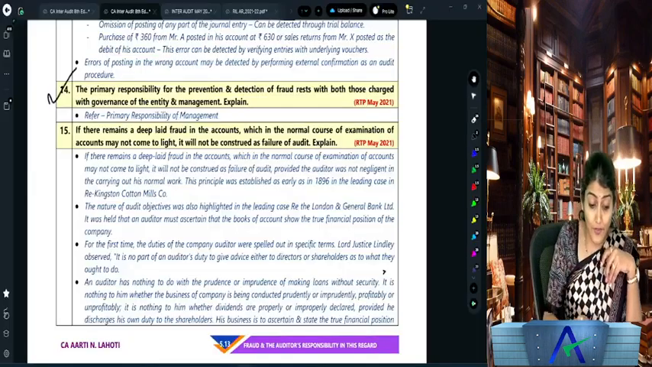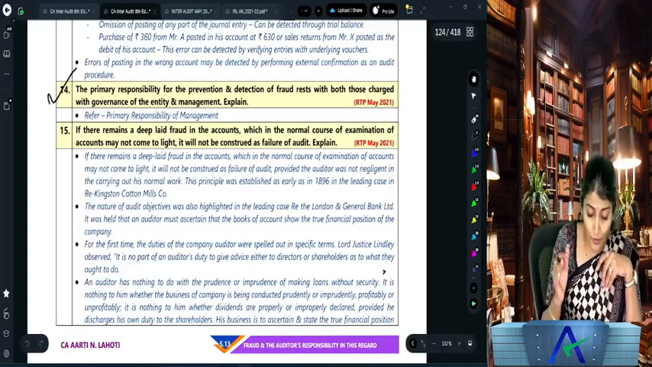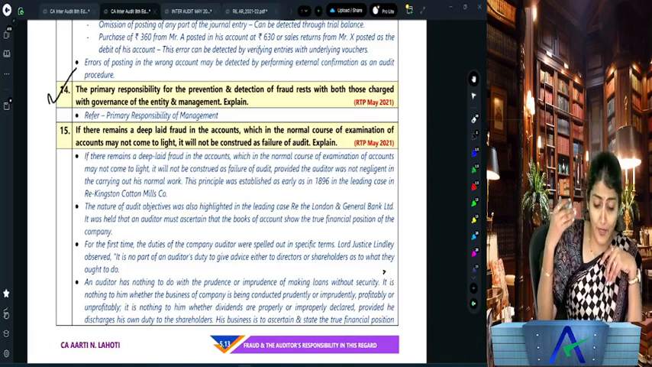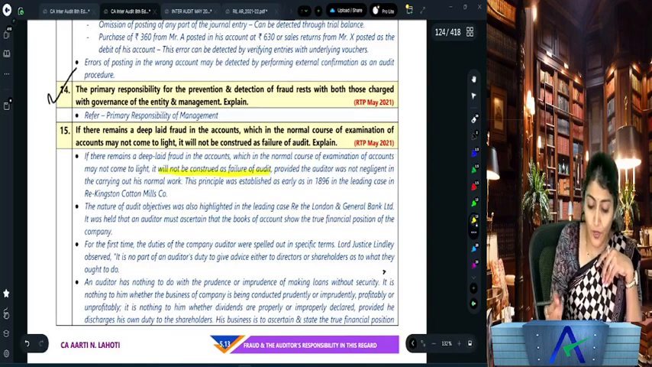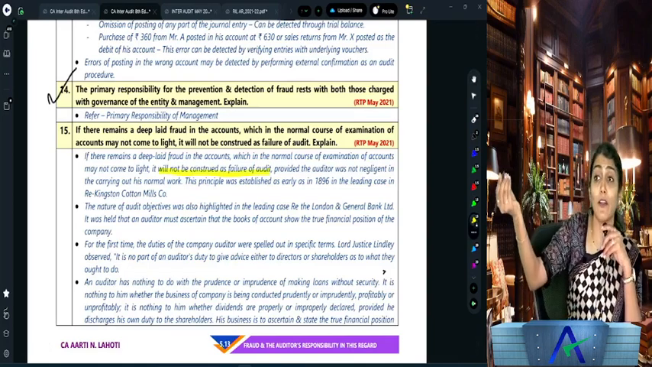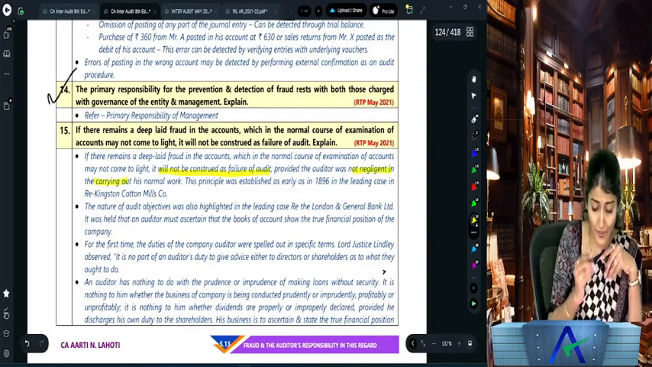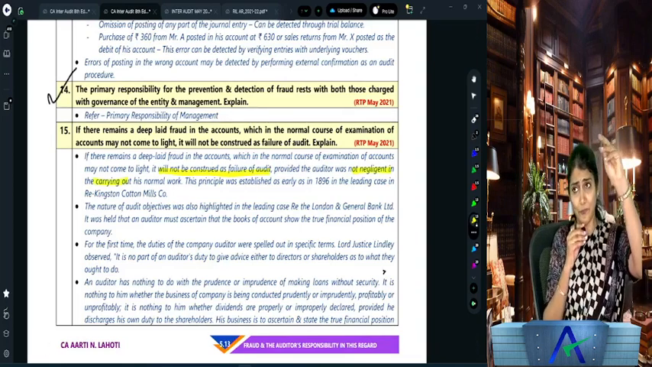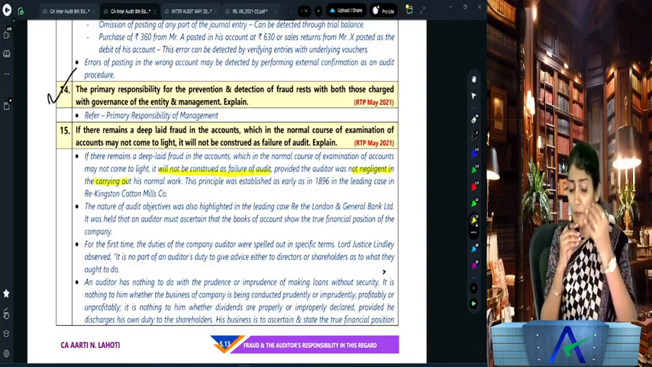Okay. Right. So here, what does it say? If there remains a deep-laid fraud in the accounts, which in the normal course of the examination may not come to light, it will not be construed as a failure of the audit, provided that the auditor was not negligent in carrying out his work. That means how should the auditor do his work? With reasonable care and skill, right? Professional competence and due care.